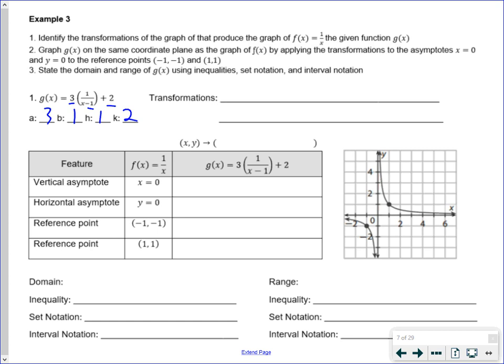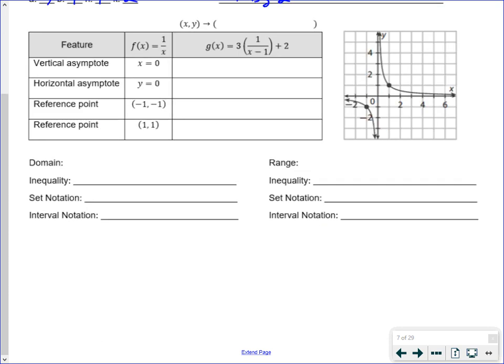So our transformations will be a vertical stretch by 3. We'll shift to the right by 1. And then we'll shift upwards, or translate upwards, whatever you want to say, by 2. And that's from our k value and our h value. Okay, so now what we're going to do next is we need to actually figure out our asymptotes and our new reference points. We can't really graph it if we don't know what our asymptotes or our reference points are.